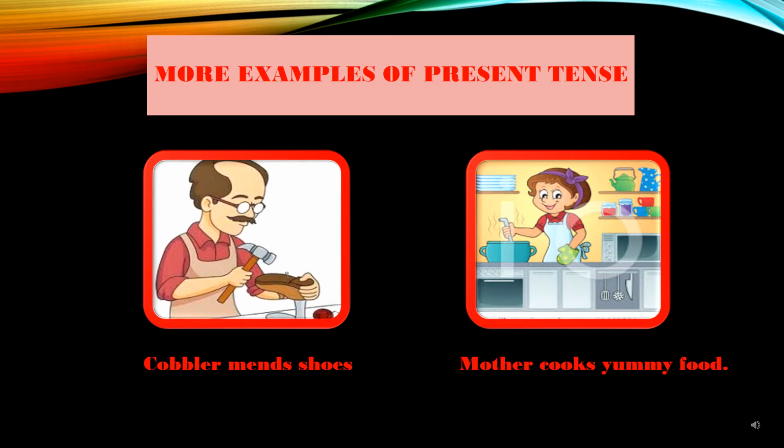Mother cooks yummy food. Now I am talking of one mummy. I'm not talking of everybody's mummy, but I'm talking of somebody's mummy. She cooks yummy food, and food mostly is cooked by mummy. So mother cooks. I have added s again because I am talking of a singular person.